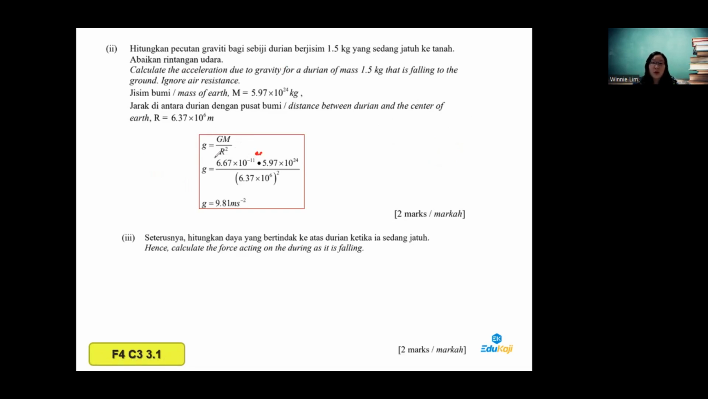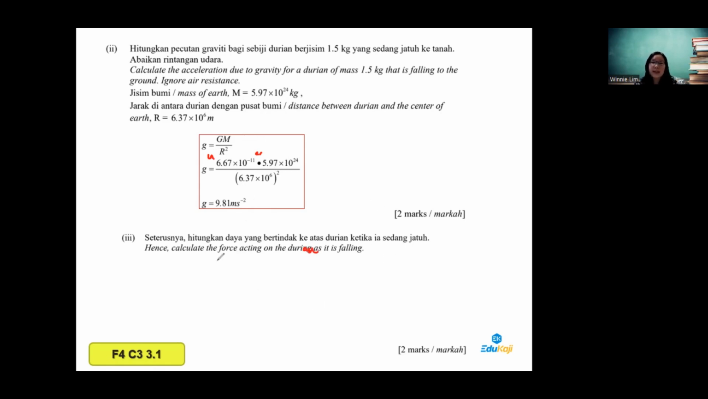The value of G is a constant, which is 6.67 times 10 to the power of negative 11. Then the mass of Earth is 5.97 times 10 to the power of 24. And the distance, because the height can be ignored, it's too short, right? The durian straight away to the center of the Earth is about this value. Then you will get about 9.81, which you commonly use for calculation, W equals mg, right? Hence, you calculate the force acting on the durian as it is falling.